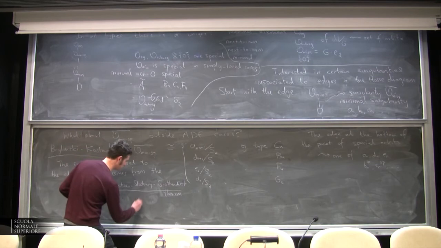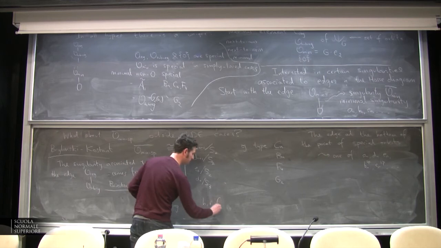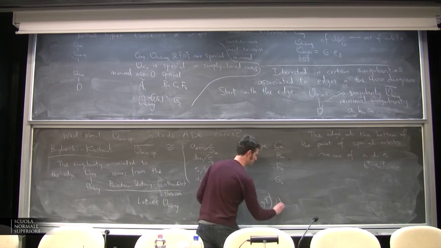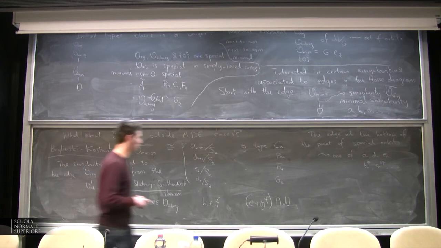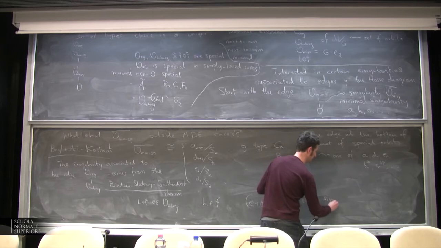So let E be in the subregular nilpotent orbit, and then we form an SL2 triple, H, E, F, and then the Slodowy slice is E plus the centralizer of F, which is a transverse slice to the orbit through E. And if we take this transverse slice and intersect it with N, then the theorem says it is a simple singularity.